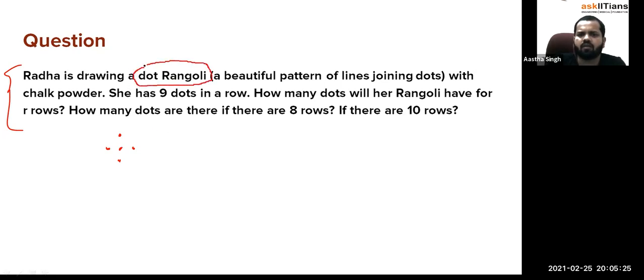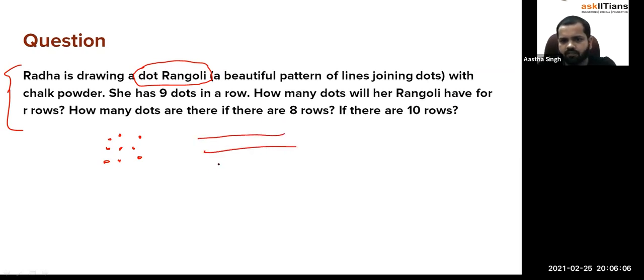I think we all have made a rangoli at our home, or you have helped your family members doing it, right? In Diwali. So yeah, a beautiful pattern of lines joining dots with a chalk border. She has 9 dots in a row. How many dots does she have? She has 1, 2, 3, 4, 5, 6, 7, 8, and 9. She has 9 dots in a row, right? How many dots will her rangoli have for r rows? So the basic point is that she has 9 dots in a row.